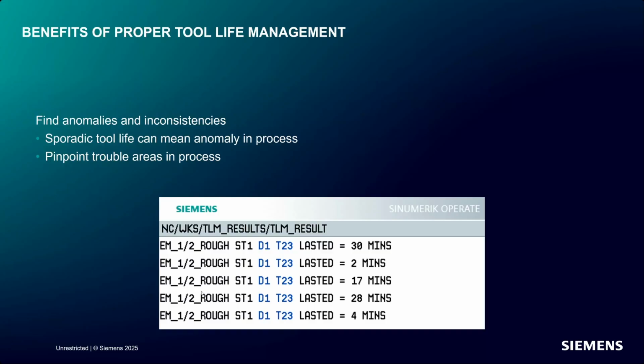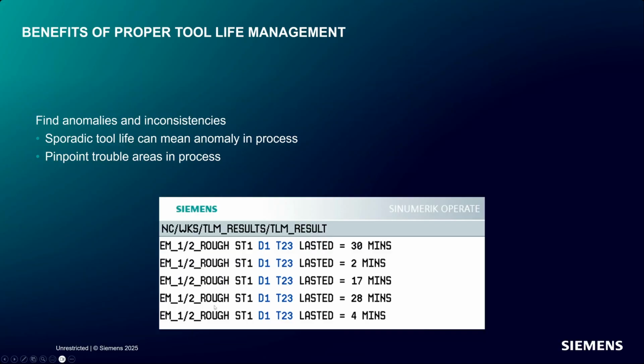So if we're getting sporadic tool life out of a tool, then that could mean a couple different things. Number one, it could highlight that we have an inconsistent process. Maybe whatever it's cutting, it's recutting chips, it's trying to cut down in a pocket, and we need to do something about that because that's causing the tool to have sporadic tool life.